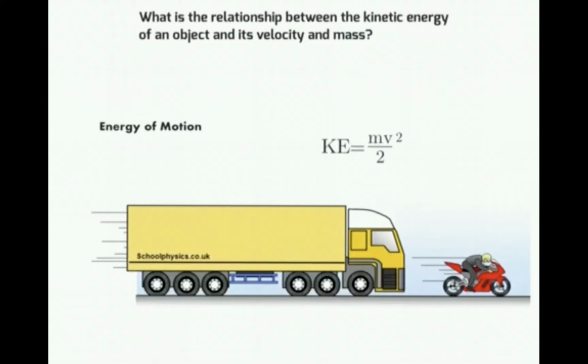For example, if both of these vehicles were traveling at a speed of 50 miles an hour, the truck would have more kinetic energy because of the bigger mass. Also, if the vehicles accelerate, the kinetic energy of both vehicles will increase.